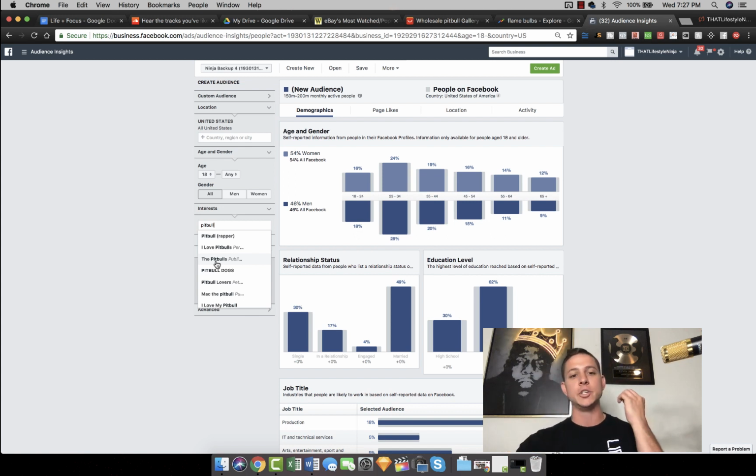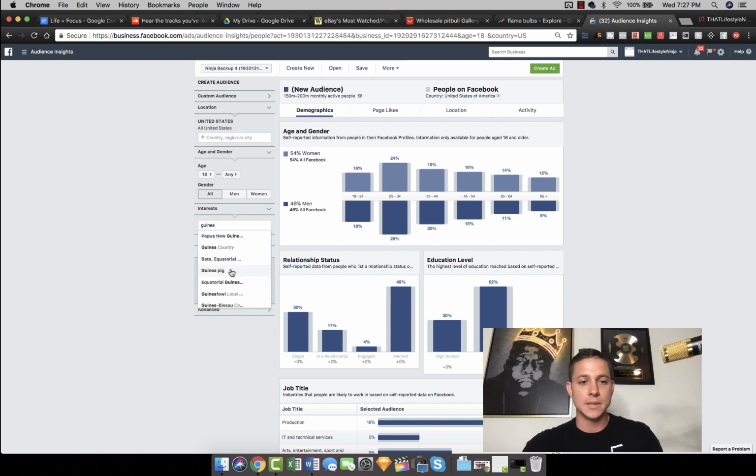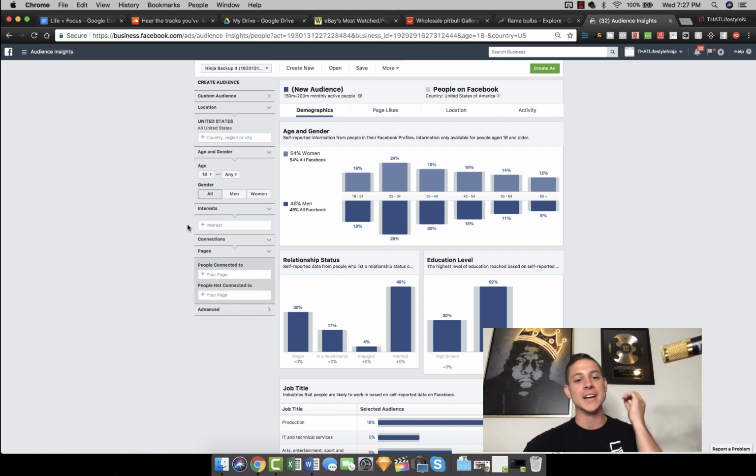Being able to know up front whether or not you actually have these interests available to you, whether it's pit bulls, or maybe a breed of cat, or guinea pigs or something like that, you can type those into the interest bar here. If we typed in pig, for example, pig lovers. Oh, I just saw guinea pig. So guinea pig actually is an interest here. People who are interested in guinea pigs, you can literally target as an interest on Facebook.